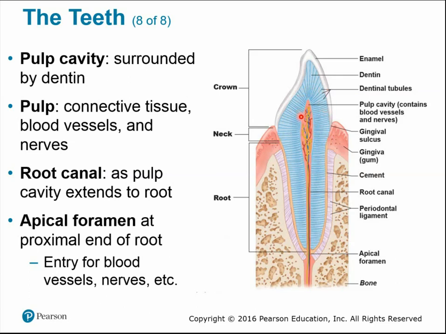Within the pulp cavity, you have the pulp. The pulp consists of just your blood vessels, nerves, and connective tissues. The root canal is where the pulp cavity is going to extend all the way to the root of the tooth and exit through the apical foramen. Again, foramen just means hole, so it's just the opening at the end of the tooth where these blood vessels and nerves and things are going to enter.